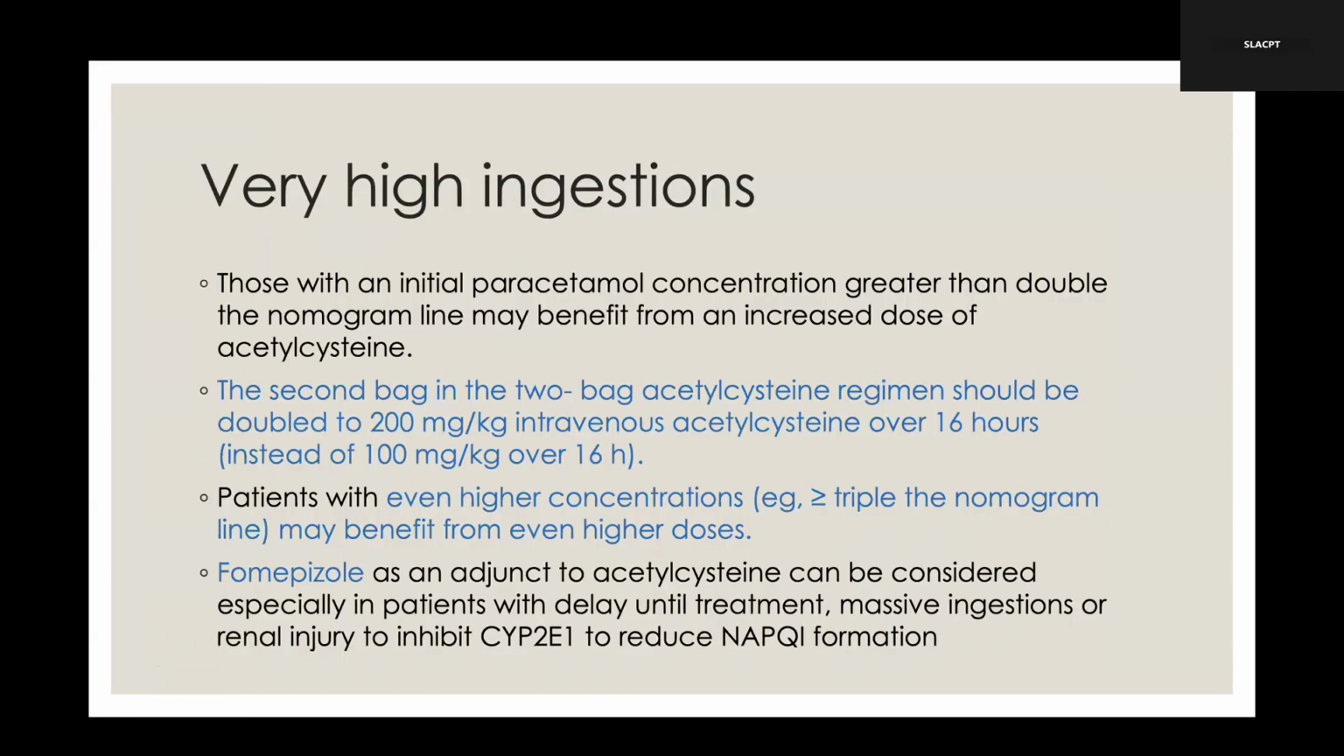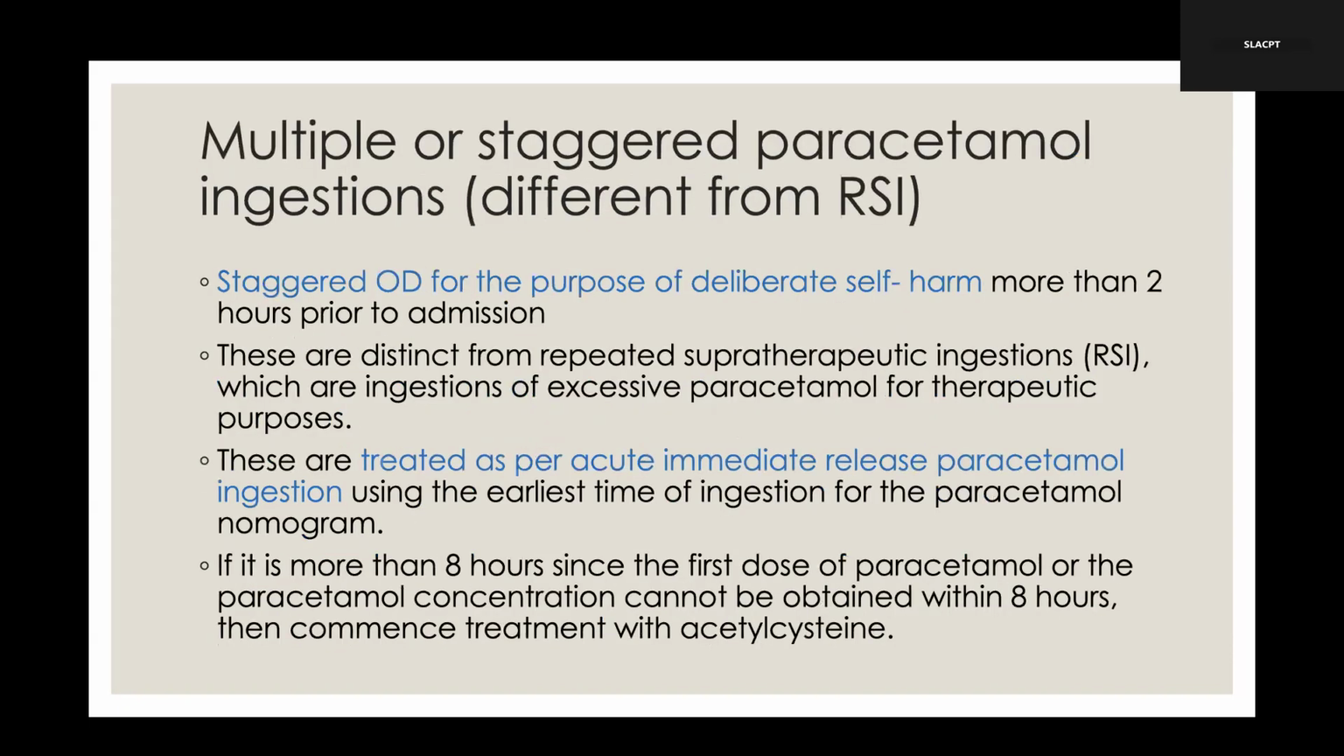In very high ingestions, in the second bag in the 2 bag regime, you double the concentration to 200 milligram per kg instead of the 100 milligram per kg over 16 hours. And sometimes even higher doses are used. And fomepizole can be given as an adjunct, which we use in conditions like ethylene glycol and methanol poisoning, because it inhibits the CYP2E1 and it reduces the NAPQI formation.